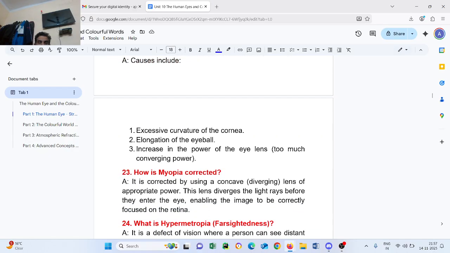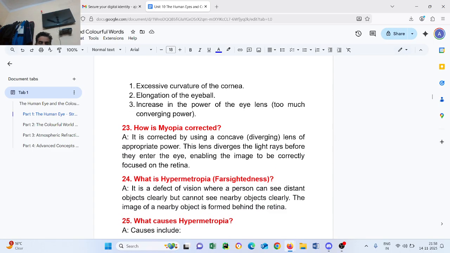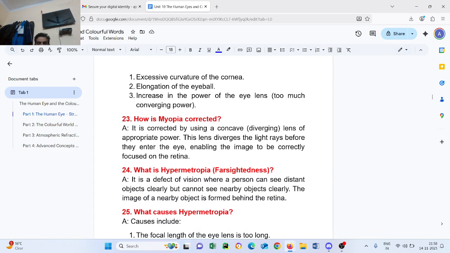Question number 23. How is myopia corrected? It is corrected by using a concave diverging lens of the appropriate power. This lens diverges the light rays before they enter the eye, enabling the image to be correctly focused on the retina.